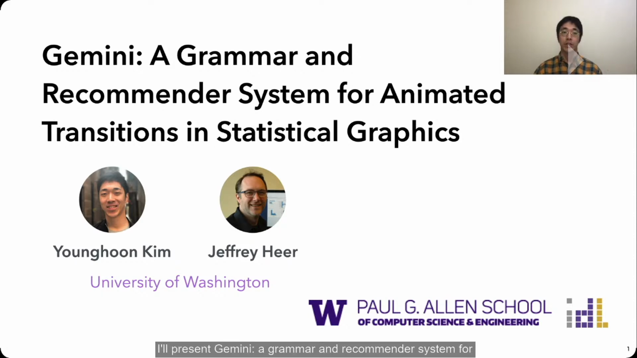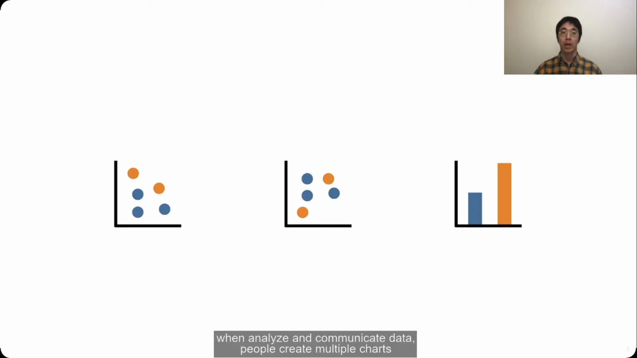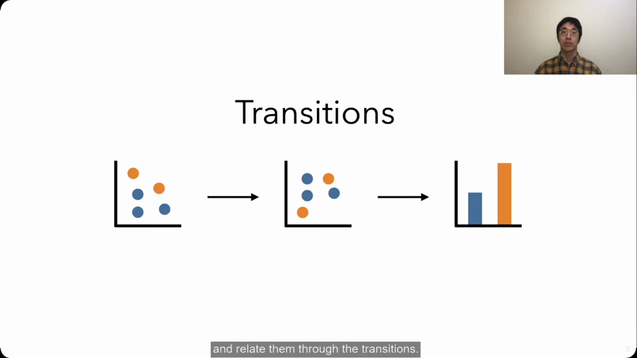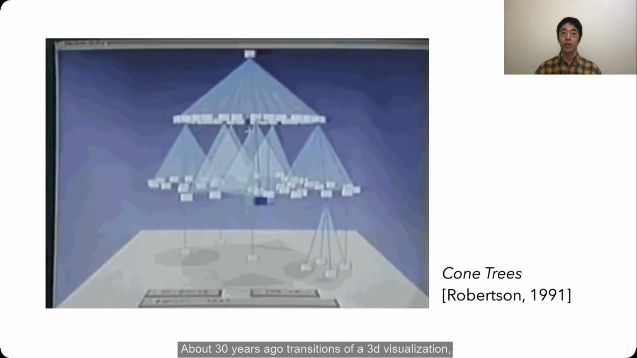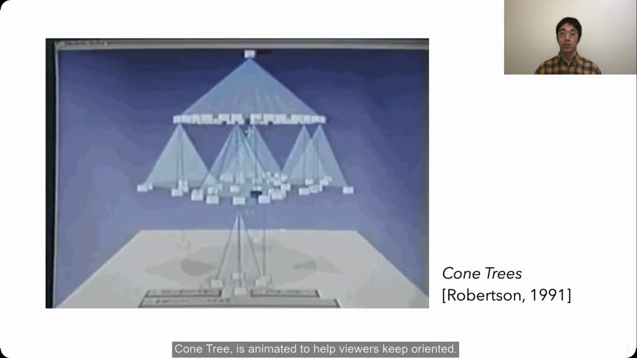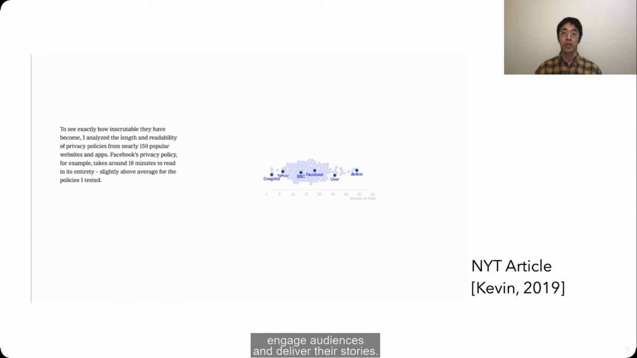I'm Young-Hoon. I present Gemini, a grammar and recommender system for animated transitions in statistical graphics. When analyzing and communicating data, people create multiple charts and relate them through transitions. To facilitate these transitions, animation techniques have been studied. About 30 years ago, transitions of a 3D visualization were animated to help viewers keep oriented. And nowadays, articles animate charts to engage audiences and deliver their stories.